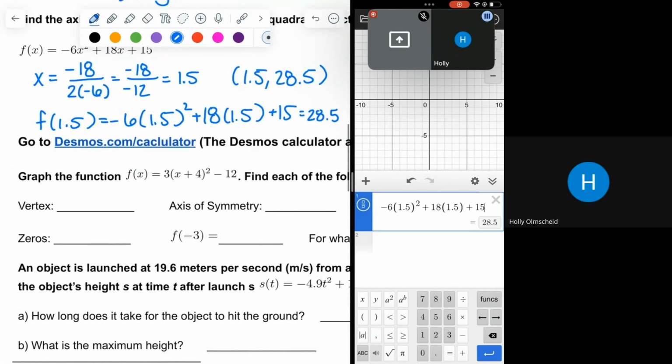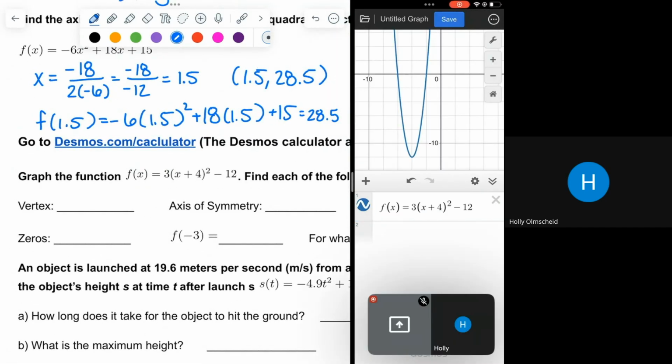So first thing I'm going to do is graph that function. So once we have it graphed, this is why Desmos is a little bit easier. If you want to find the vertex, you can actually just click on that point. And we have the point (negative 4, negative 12), which of course we know because it is in vertex form, which means our axis of symmetry is also at x equals negative 4.